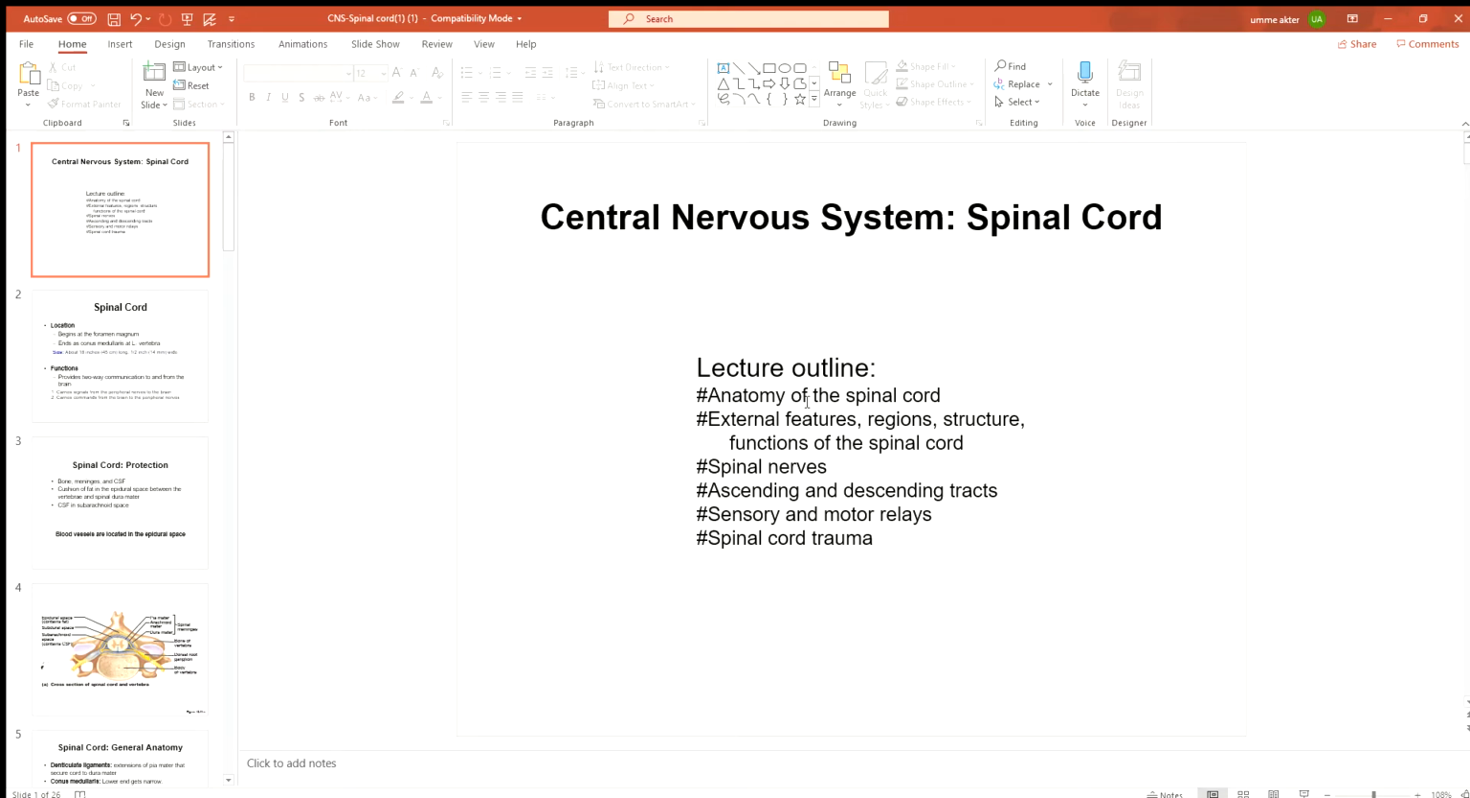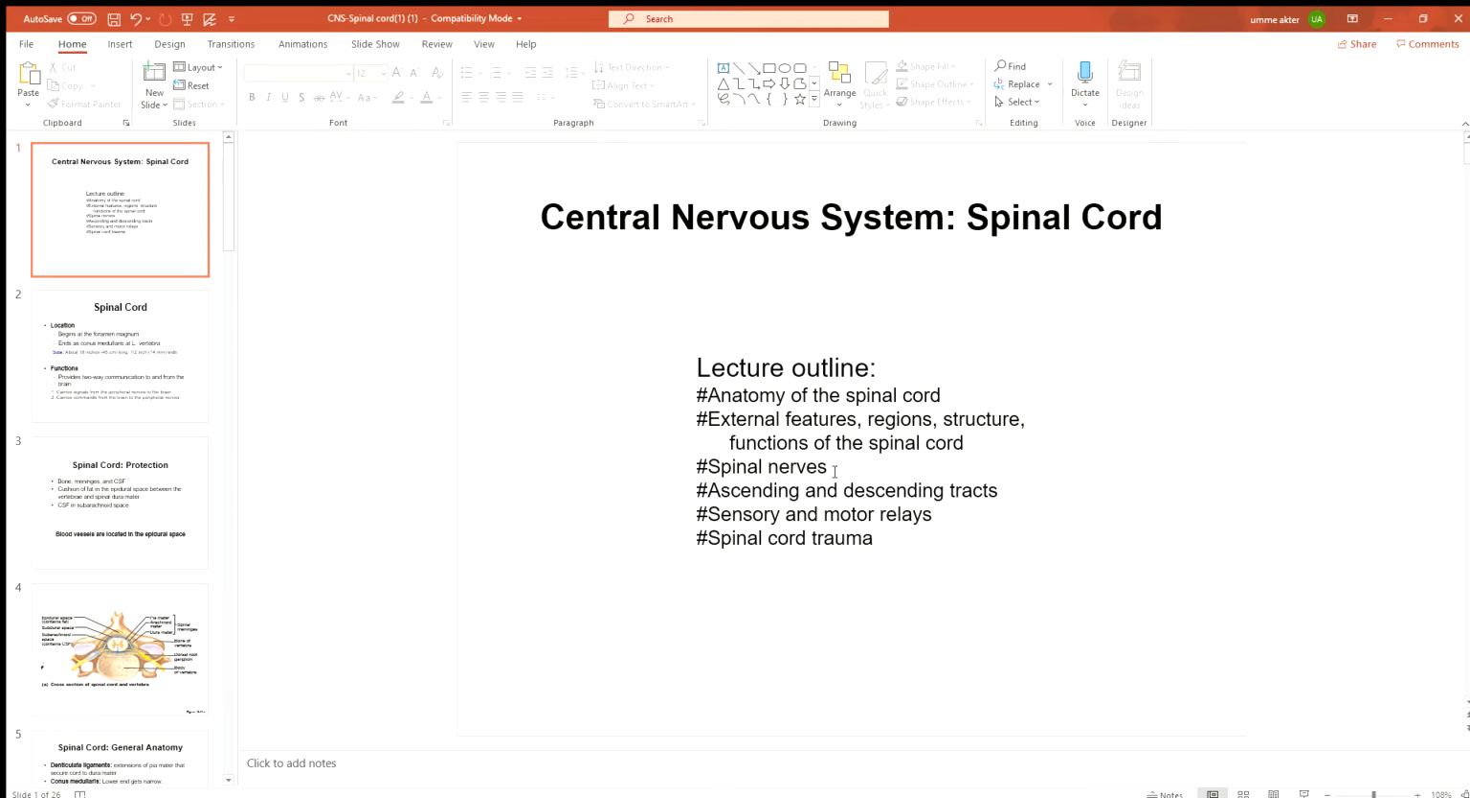First we'll talk about the anatomy of the spinal cord. Then we'll talk about the external features. What are the structures you can see from outside. Then we'll talk about the spinal nerves. 31 pairs of nerves arise from both sides of the spinal cord. Those are called the spinal nerves. We'll see how the spinal nerves are formed.